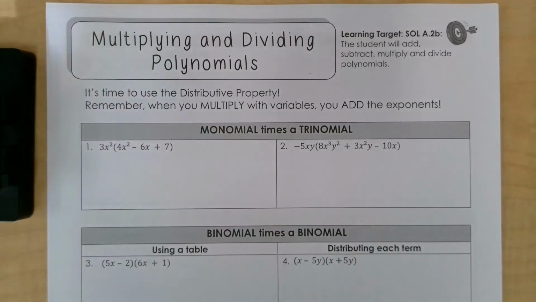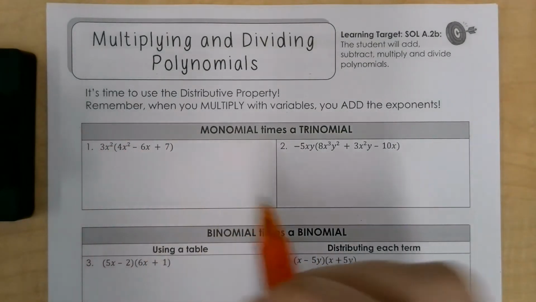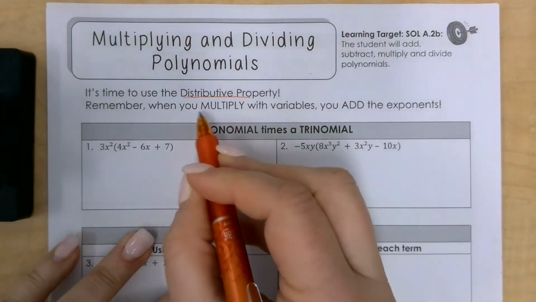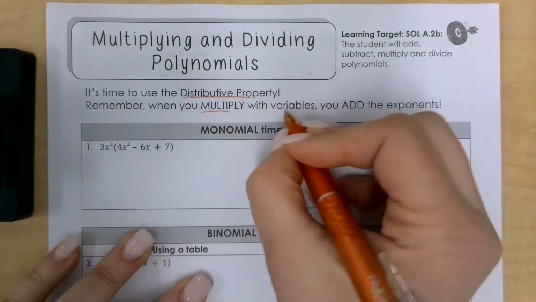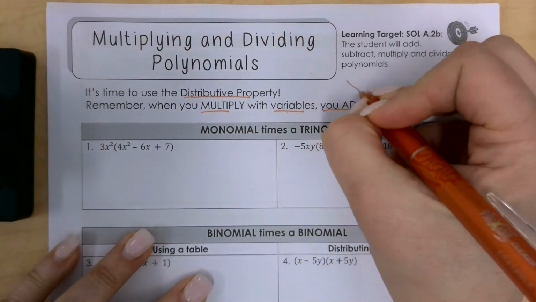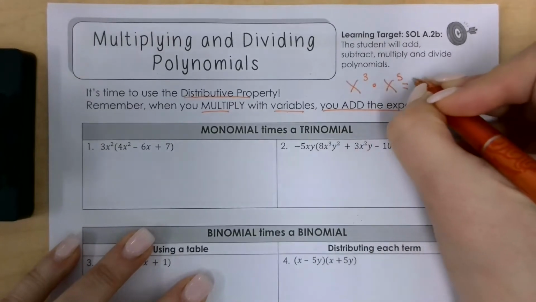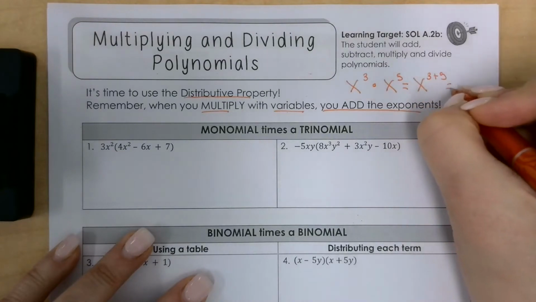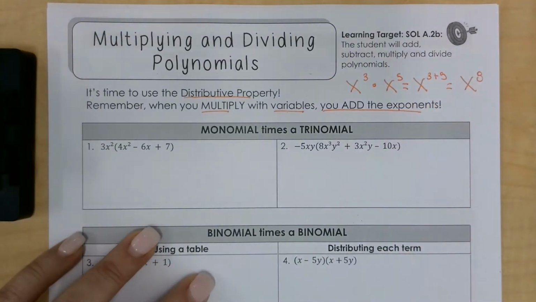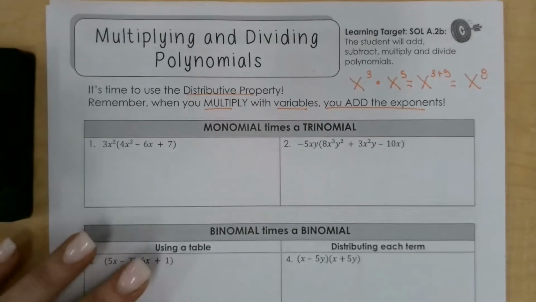In this video, we are talking about multiplying and dividing polynomials, and we are going to bring back those exponent properties into our journey. So we need to use the distributive property, and we're going to have to remember that when you are multiplying variables, you add the exponents. So remember, if I have x to the third times x to the fifth, that equals x to the 3 plus 5, which is x to the 8th. There's going to be a lot of thinking going on here as we go.